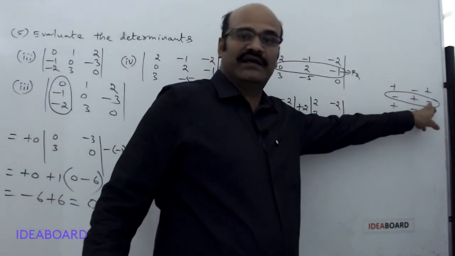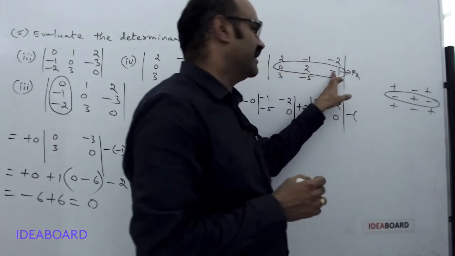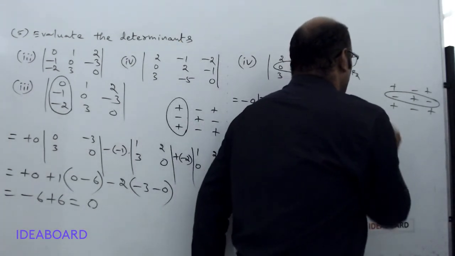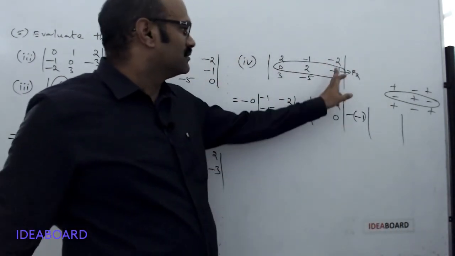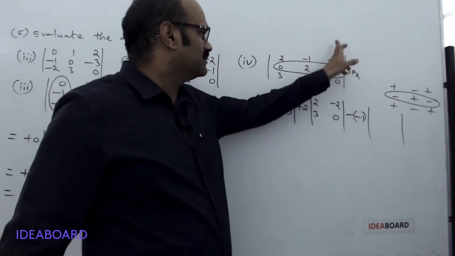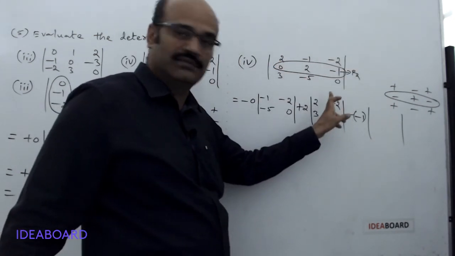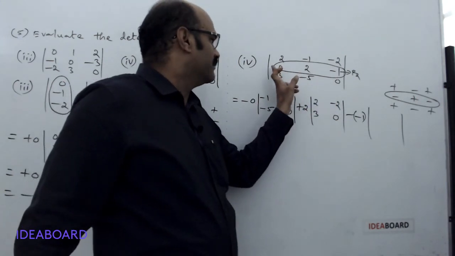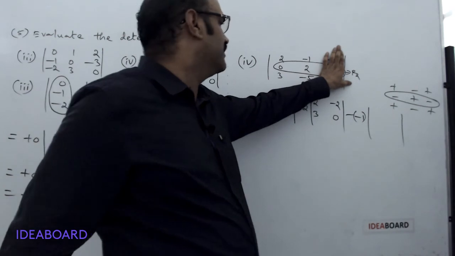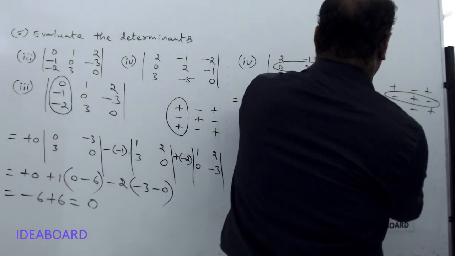Next we are having the sign minus. Minus of whatever element we have, minus 1, we write here: minus 1 into the minor of minus 1. The minor of minus 1: we remove the second row and third column because the element minus 1 lies in the second row and third column. So when you remove the second row and third column, the 4 elements are 2, minus 1, 3, minus 5.